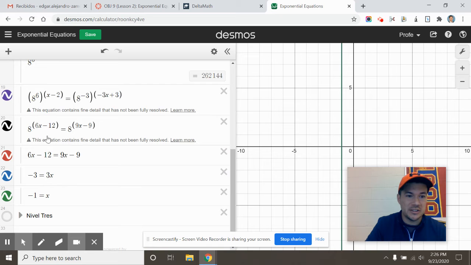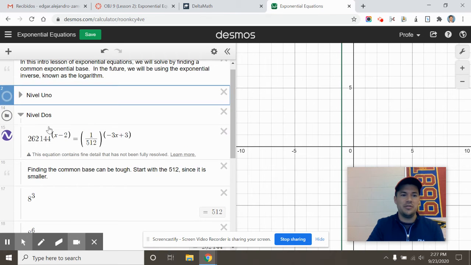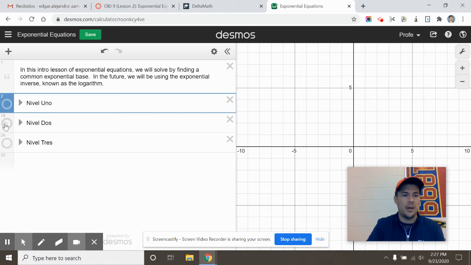I'm going to follow the same process that I did last time. I'm going to multiply my exponents. That's called the power property. And once again, I'm left with a linear equation that when I solve it, by subtracting 6x and adding 9 and all that good stuff, I get x equals 1. So same deal, just more complex numbers for a level 2 type of problem.